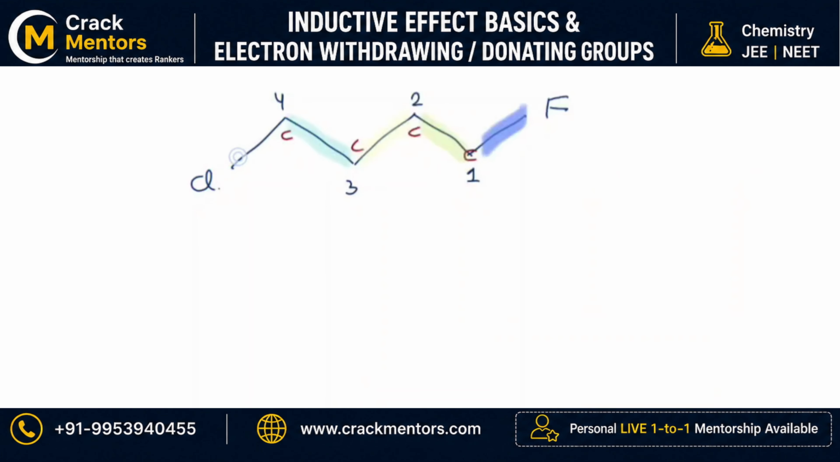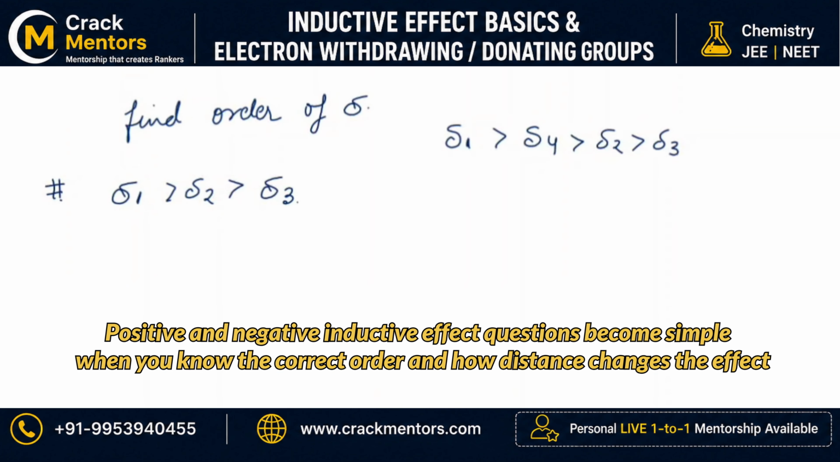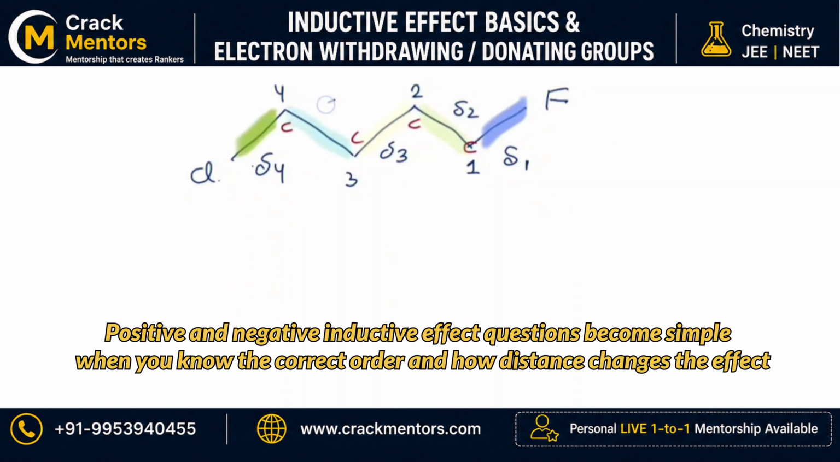Let's paint it with the green color. That's the color coding. Fine. So what happened? Delta 1 was greater than delta 4. In our original structure, it was delta 4. Okay.